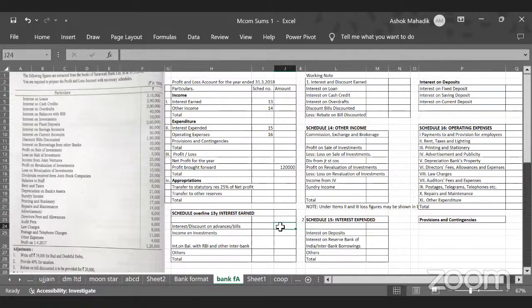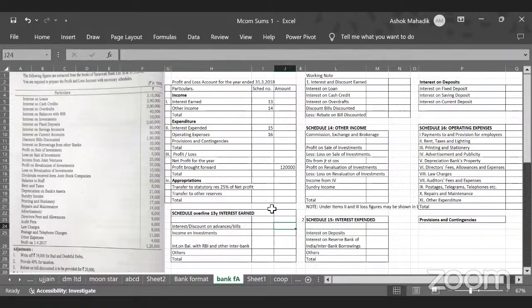So let us start posting. I hope you are clear about this PNL, how to go for it. As I told you, there will be many items of interest. How to bifurcate interest as income and interest as expense, we just learn by heart. What kinds of deposits are there: FD, savings, current. On these the bank pays interest, so schedule 15. And when the bank is investing, investing means giving loans to investors, in the form of loans, cash credit, overdrafts, that is the bank's income. So we'll go to schedule 13.